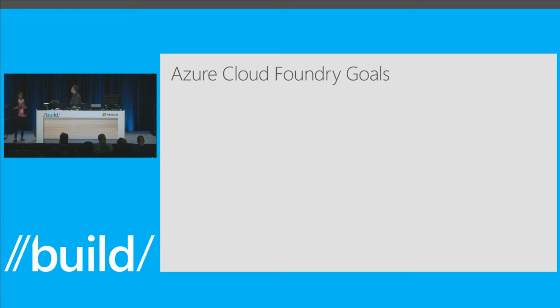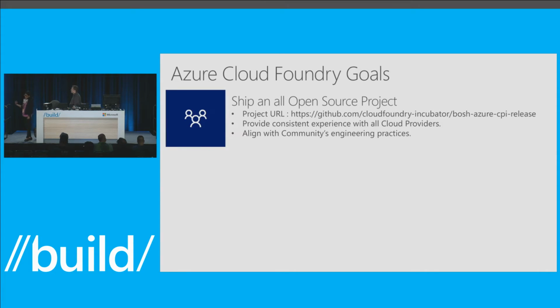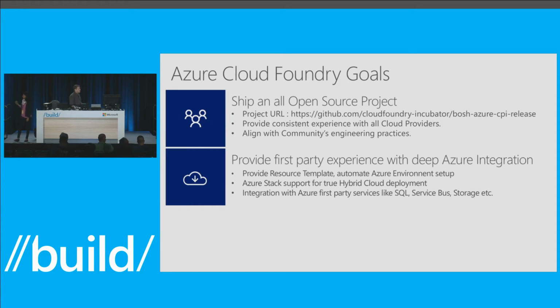So while we've GA'd this service, it's very important to go back and look at our goals. Again, why are we doing this? What are our goals? The first goal we have for Cloud Foundry is to ship an all open source project, and that's what we've done. That is our GitHub URL. The support for Cloud Foundry is available as an open source project. The second goal is to provide a consistent experience with other clouds. That's the value proposition of Cloud Foundry: no matter what IaaS infrastructure you are on, you have a consistent experience. And the third goal is, as part of shipping open source, to align with the community engineering practices.